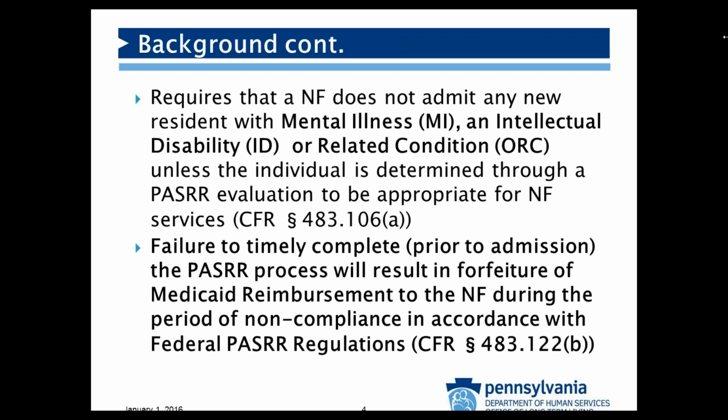Again, the requirement is that a nursing facility does not admit any resident with a mental illness diagnosis, an intellectual disability diagnosis, or some other related condition diagnosis which occurred before the age of 22 under the other related conditions section, unless the individual is determined through a full PASRR evaluation process to be appropriate for nursing facility services. Failure to timely complete the PASRR process may result in forfeiture of Medicaid reimbursement to the nursing facility during the period of noncompliance. And I'll talk a little bit more about that later on.